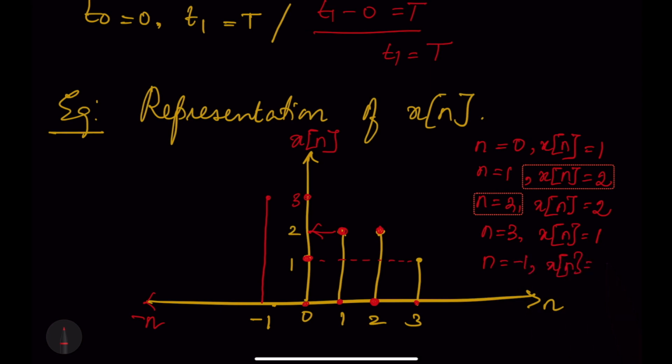So this is how the plotting, or otherwise the representation, of a discrete time signal will be given. So you will either be given the representation and asked to write the values, or you will be given the values and asked to plot a signal. Let me plot a discrete time signal. So let me explain how to plot a discrete time signal.